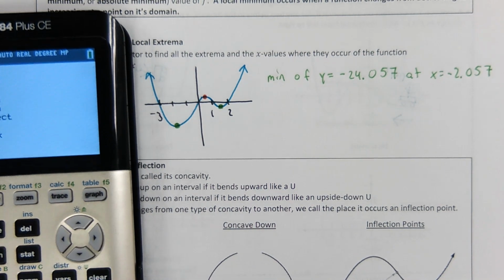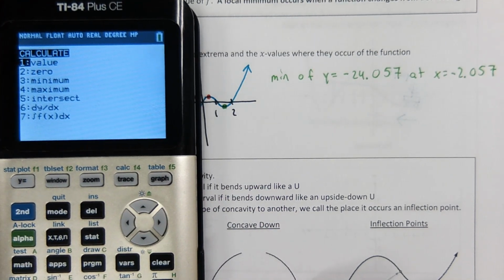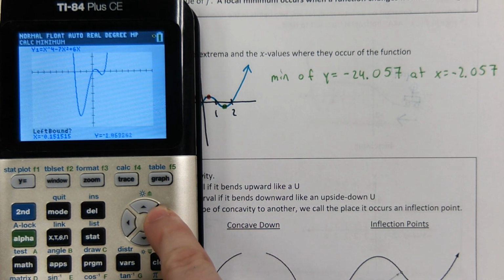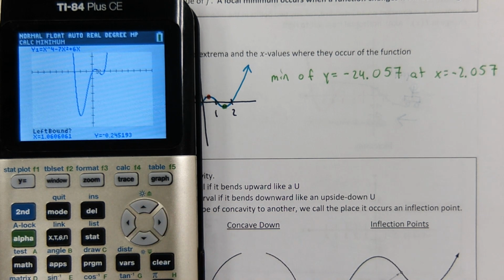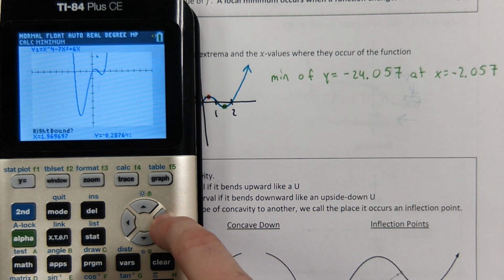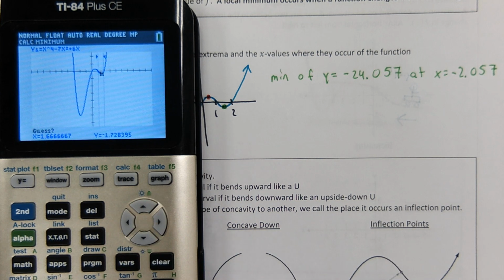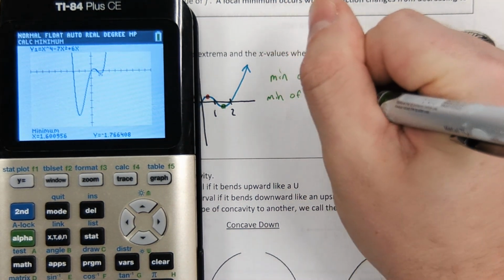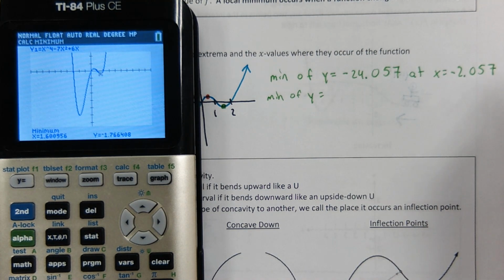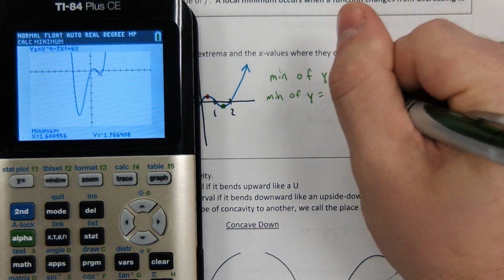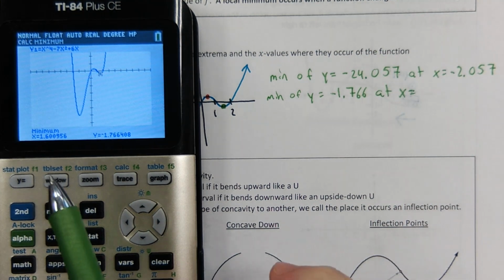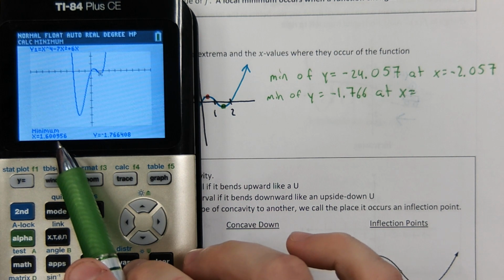Second, trace, minimum. So it says get to the left of where the answer is. That's to the left of the bottom of the bump. That's to the right of the bottom of the bump. Go in between and hit enter. And we'll see we have another minimum of y equals negative 1.766, and that's happening at x equals, to 3 decimals, 1.601.